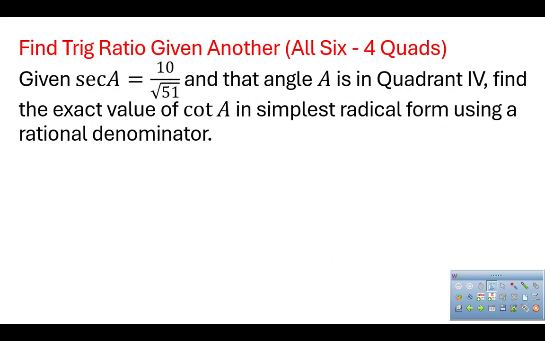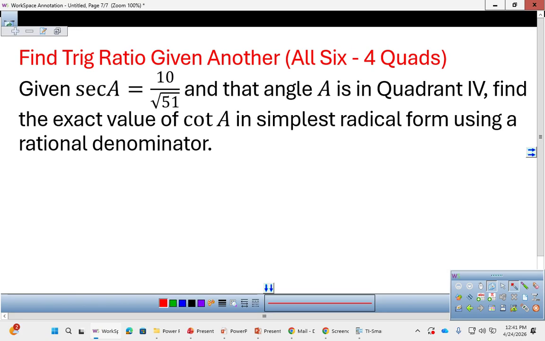All right, find the trig ratio given another. So I'm given the secant. So I've got to take that information. Well, secant pairs with cosine, and it's the reciprocal, so if I flip this fraction, then I have the cosine.